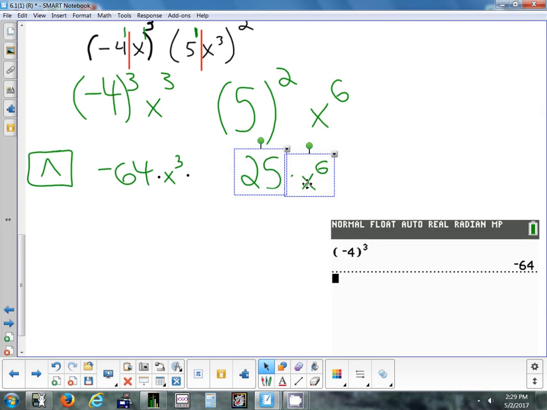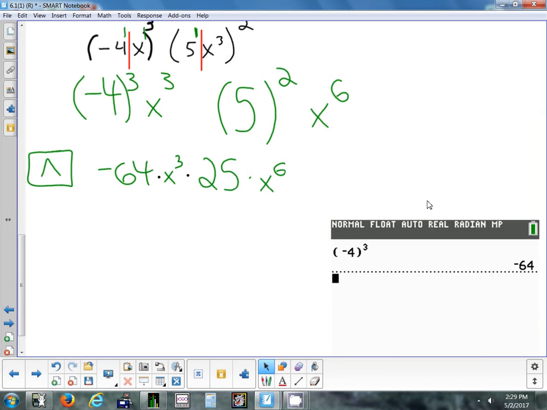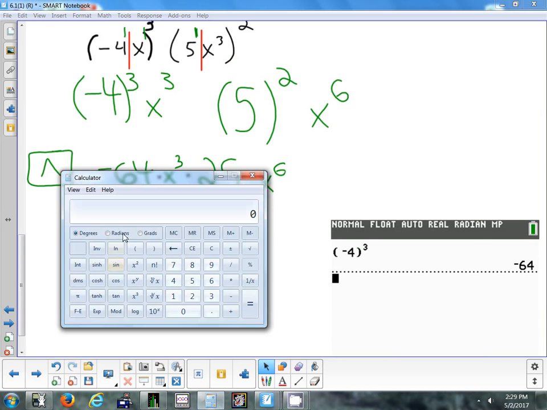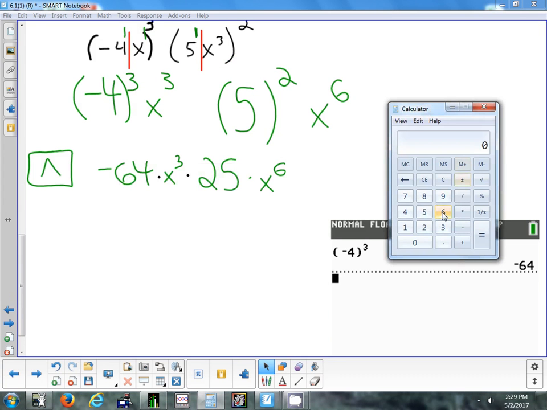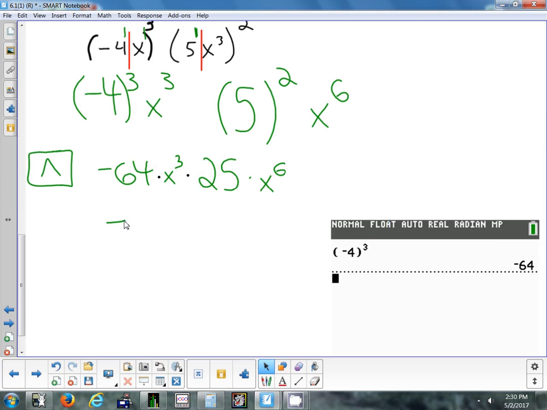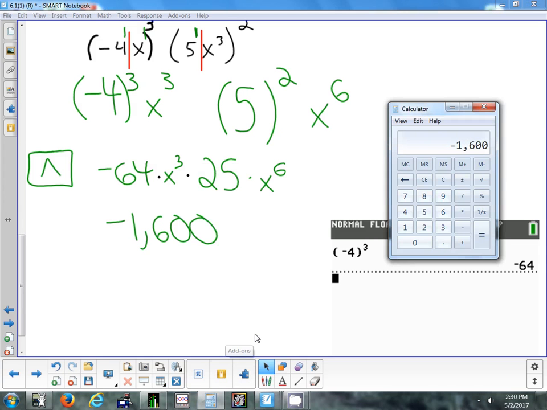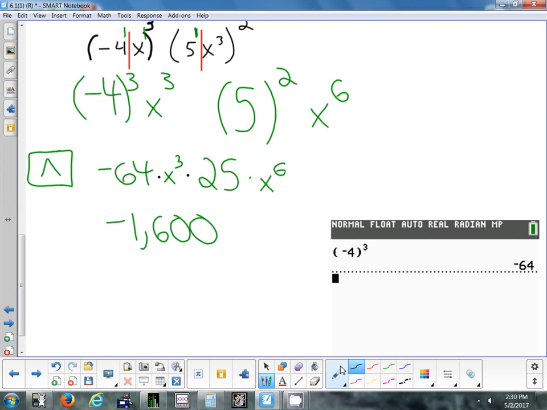All right, what's one pair of things that I could multiply there? -64 and 25, good, because they're just whole numbers, there's no exponents. I can just multiply them. The bases are not the same anyway, so we'll just multiply them like normal, right? We're going to get -1600. So that takes care of the -64 times the 25.